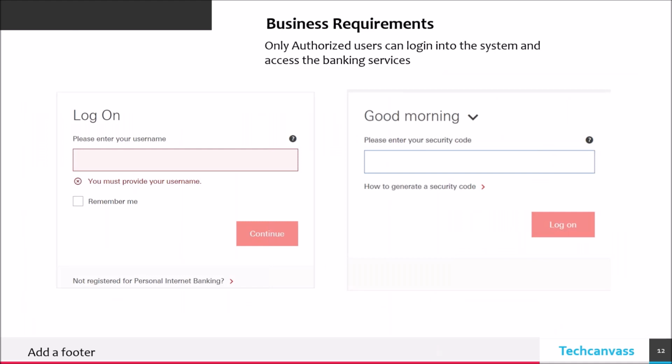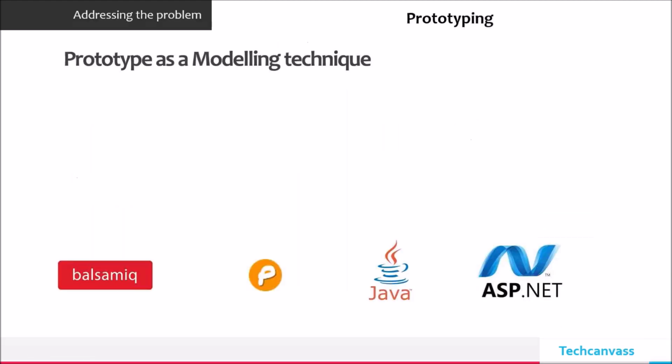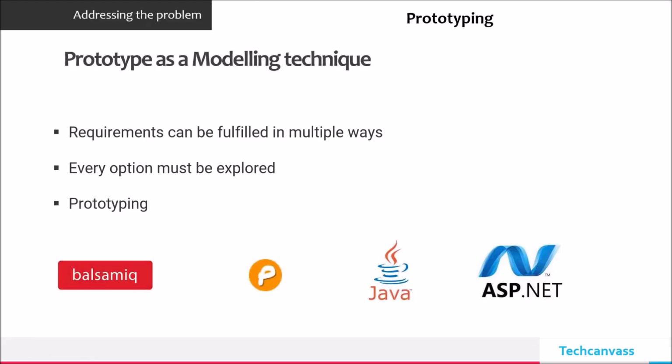So, prototyping is one of the simplest ways in which we can work with the stakeholders to finalize what the requirements should be and avoid all kinds of mistakes in the system. That's one requirements modeling technique which can be used.